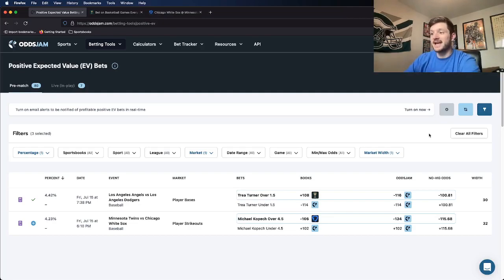For these two plays, I have two total. The new OddsJam filters just make it so easy. Filter percent by 4, mark it by player prop, mark it width by 35, and bam, I have two plays here that I know are going to be good.